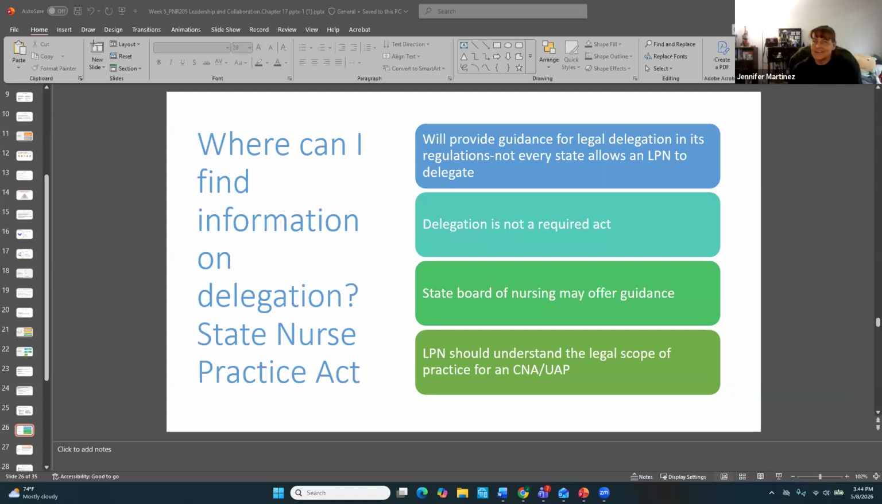And again, I can't say this enough: Nurse Practice Act. You need to understand the legal scope of practice for your CNAs or your UAPs before you can delegate. And why do I say that? In different states, they may have different things that they can and cannot do. Some states, a CNA can do a blood sugar. Other states, CNAs cannot do blood sugars. Some states, CNAs can do tube feedings. In other states, CNAs can't do tube feedings. So you have to know what their legal scope of practice is.